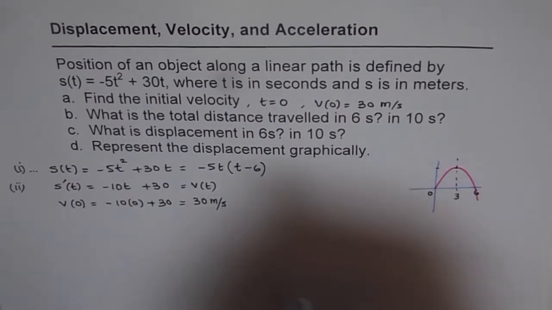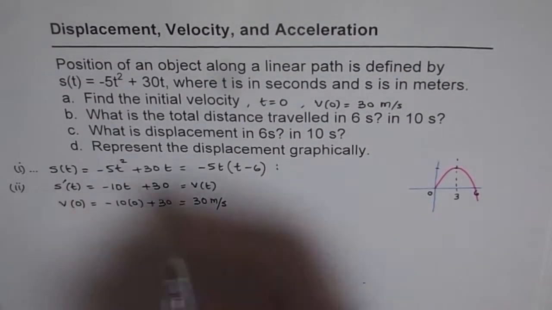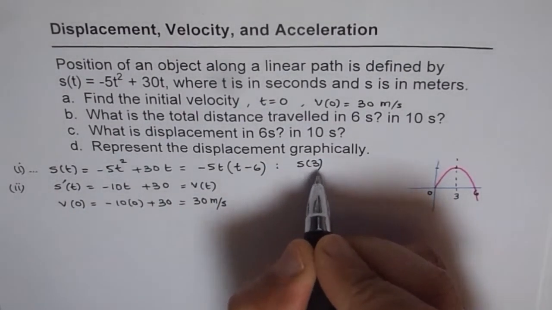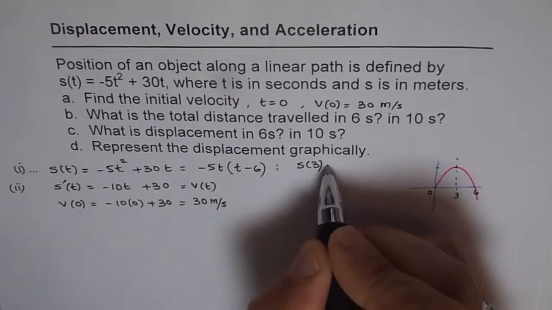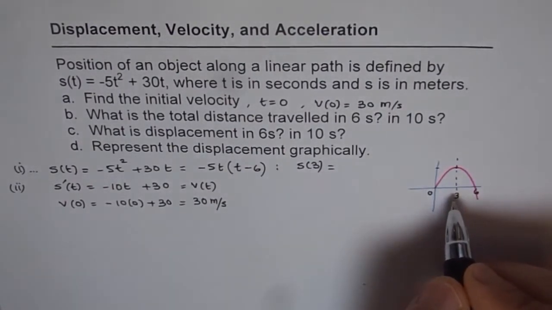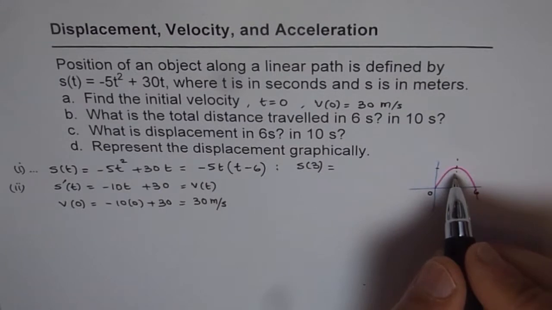So let's do that. So for that, we will write down s of 3. s of 3 indicates displacement at 3. And the reason, as you see here, is that it is the maximum distance a body is traveling on one side and then it's returning.